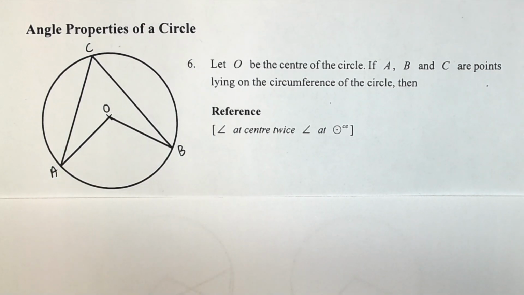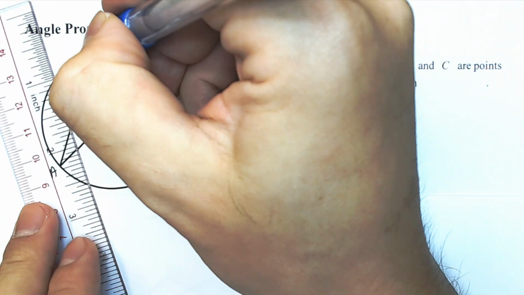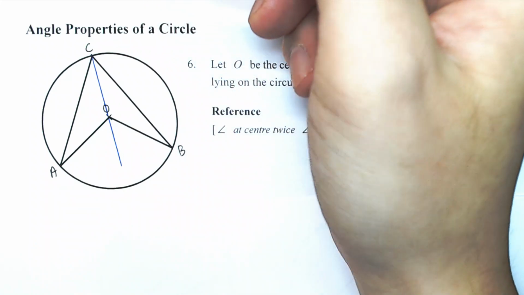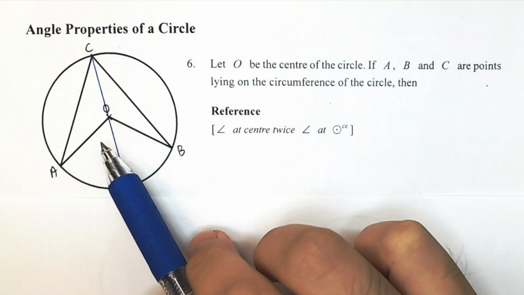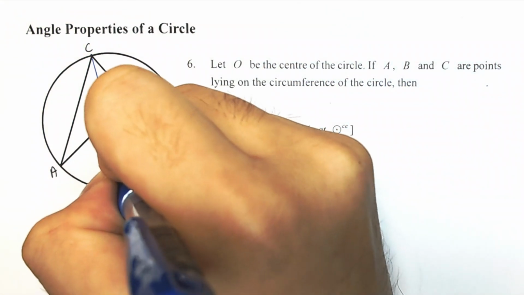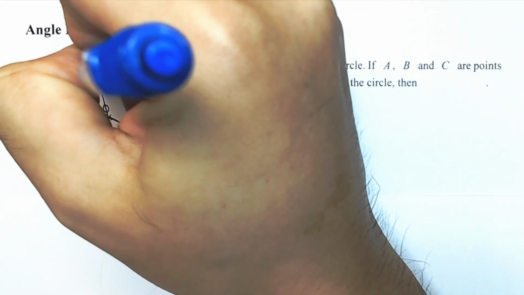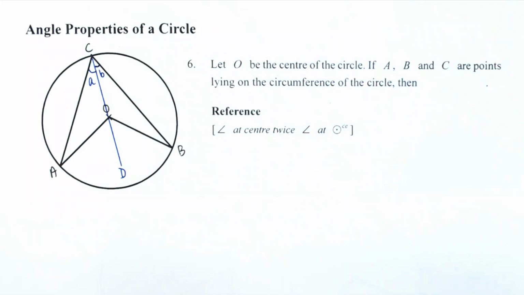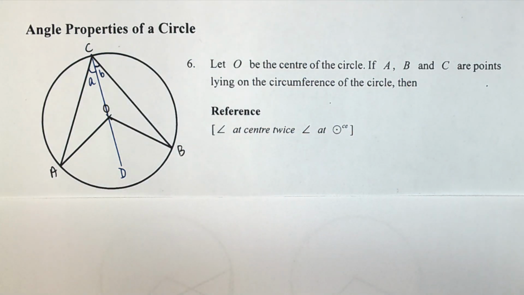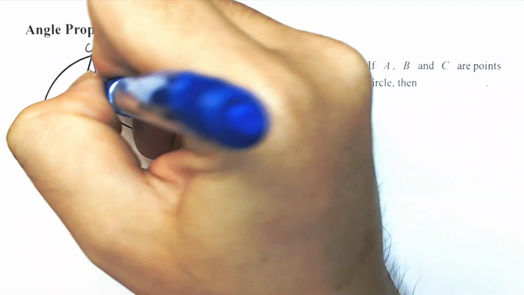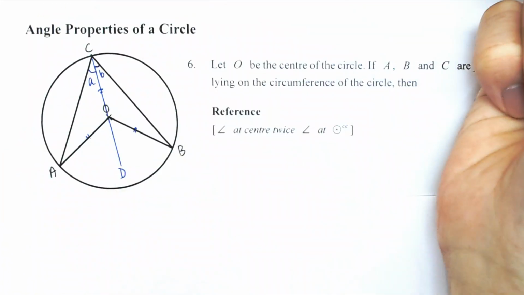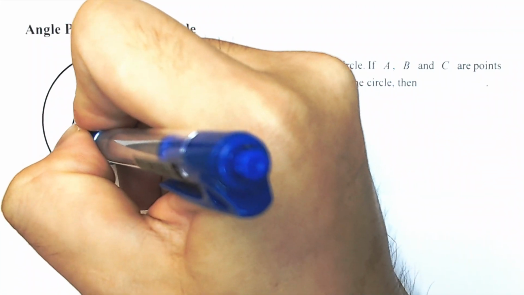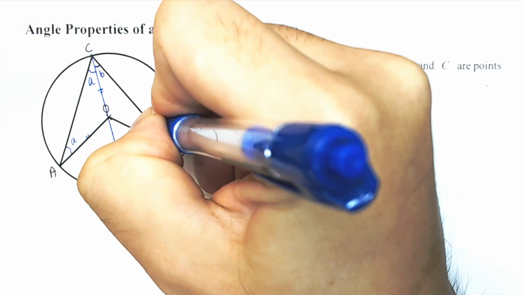In a figure like this, we can join OC. Okay, extend from CO like here, and then we name this angle as a and this angle as b. And since OA, OB, and OC are radii of the circle, by base angles of an isosceles triangle, we have this angle as a and this angle as b.